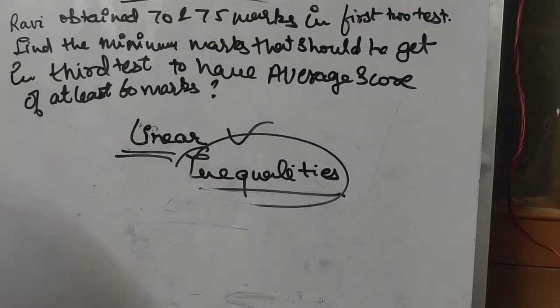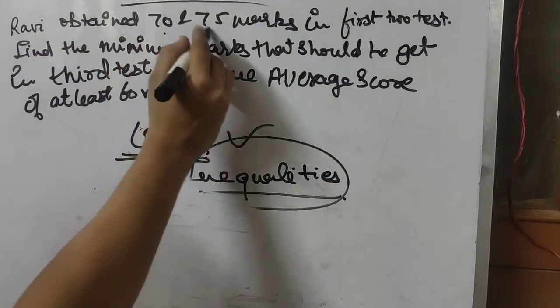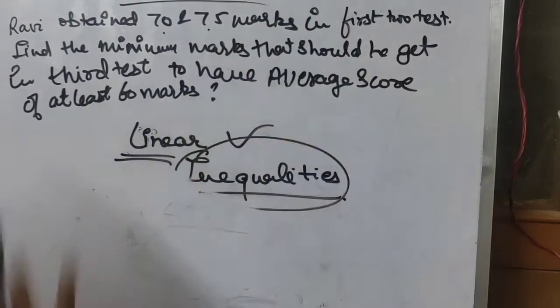So now look at this question. Ravi obtained 70 and 75 respectively in the first two tests.